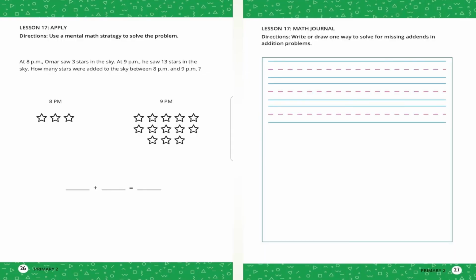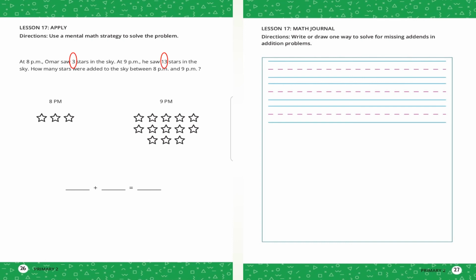Lesson 17, the apply part. Use a mental math strategy to solve the problem. At 8 p.m., Omar saw 3 stars in the sky. At 9 p.m., he saw 13 stars in the sky. How many stars were added to the sky between 8 p.m. and 9 p.m.? So, look carefully, my dear students.